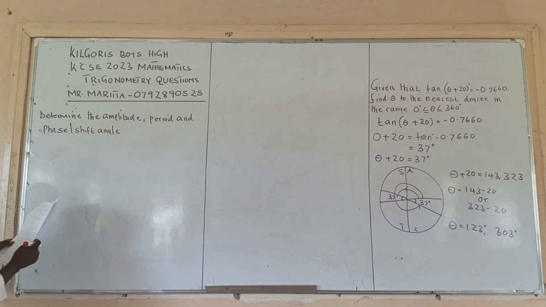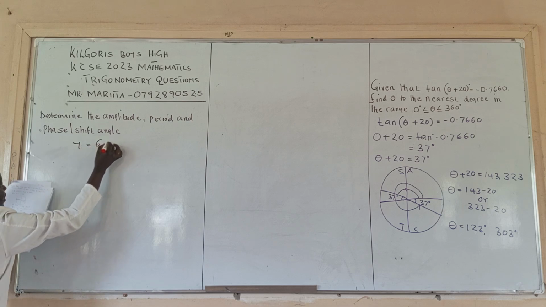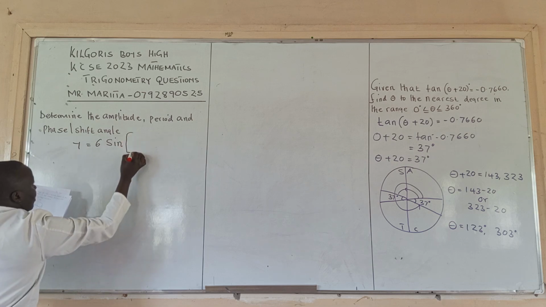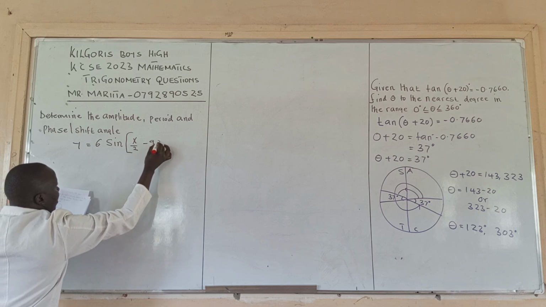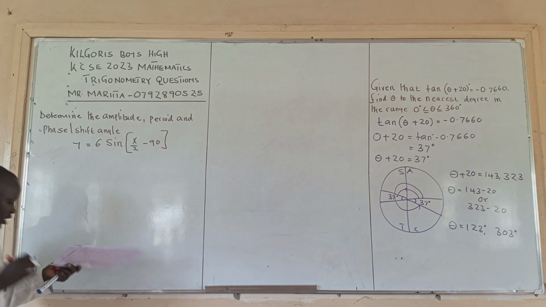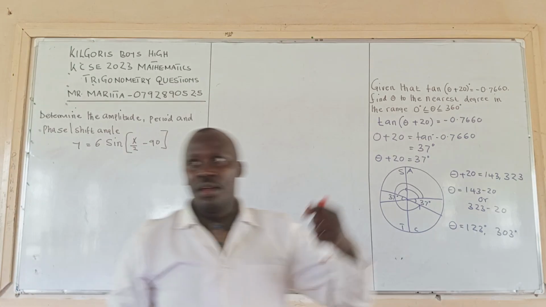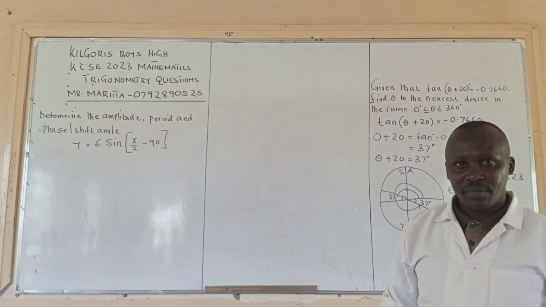So the problem here we have is y is equivalent to 6 sine, into bracket, x all over 2, then we have minus 90. So this is the question we have. Determine the amplitude, the phase angle, and also the period of this wave.